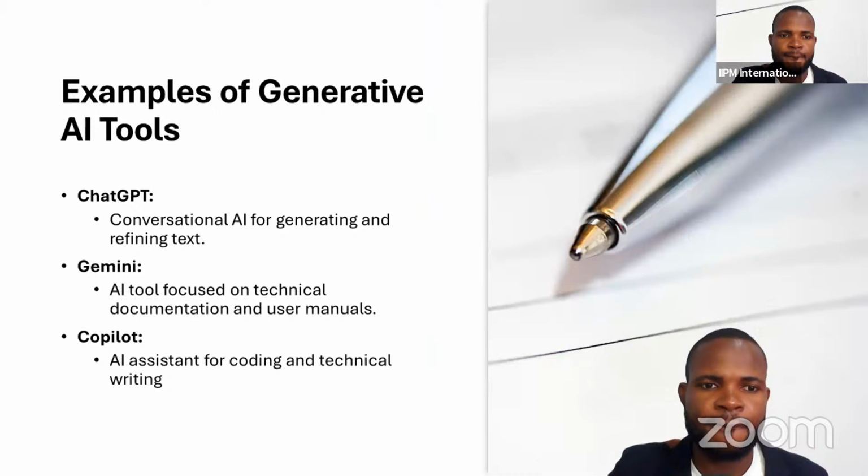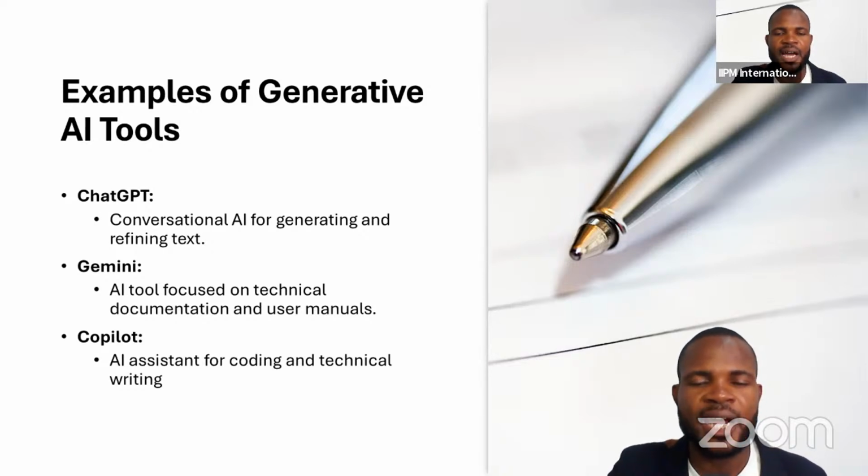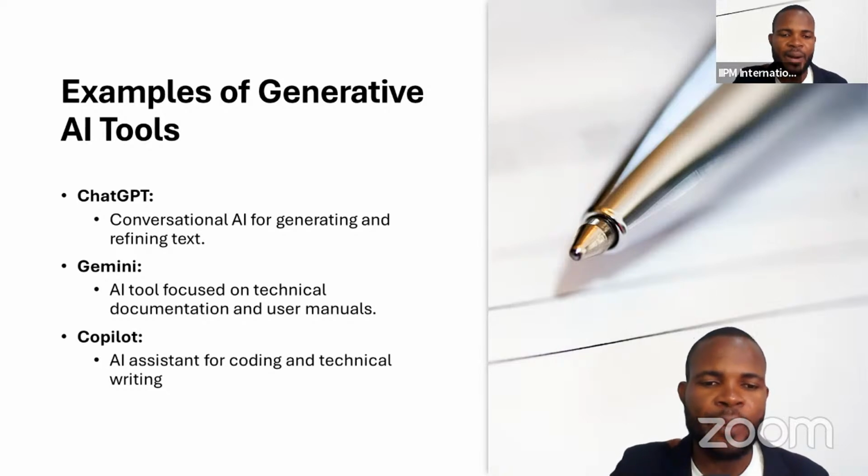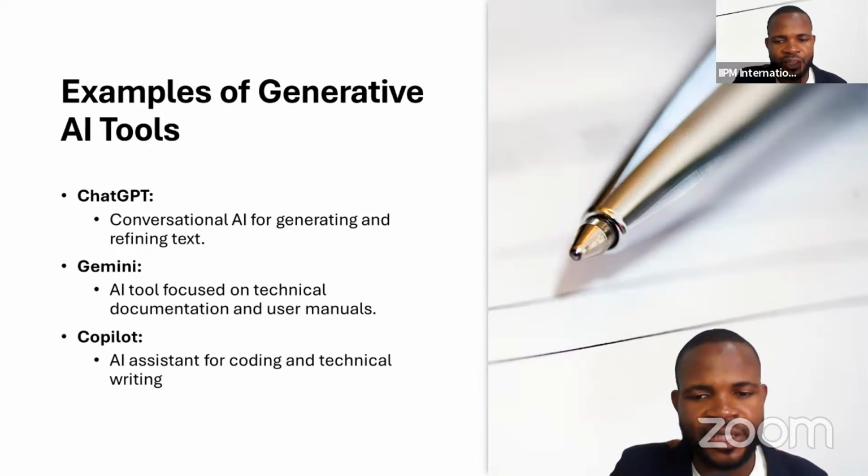Now, quickly, examples of generative AI tools. You have ChatGPT for conversational AI, for generating and refining text. Then you have Gemini for technical documentation and user manuals, and then you have Copilot for assisting you in your coding or technical writing.